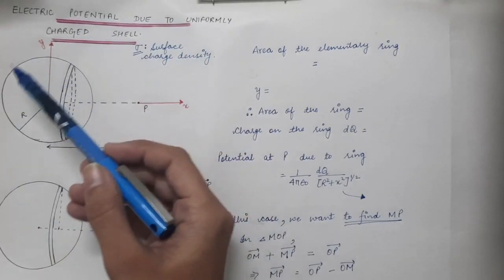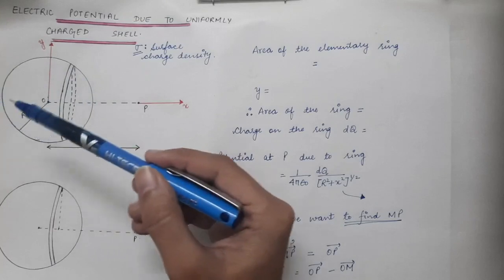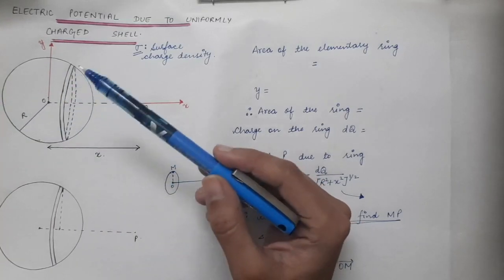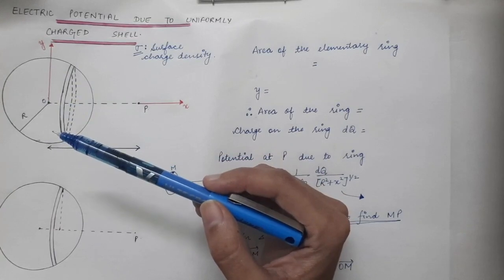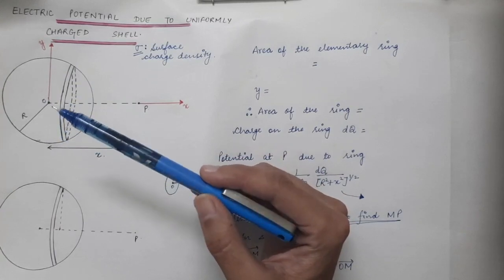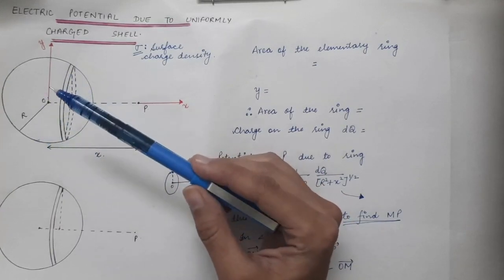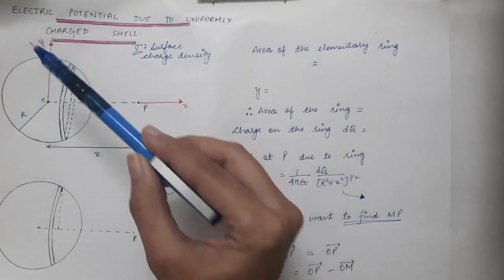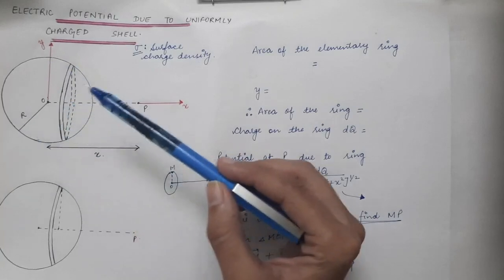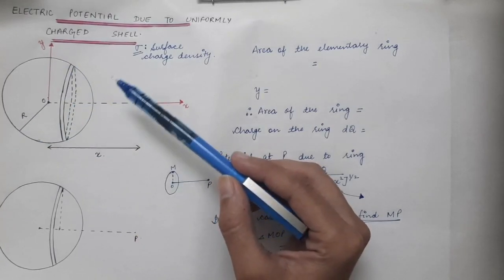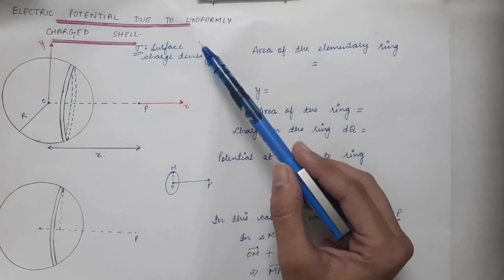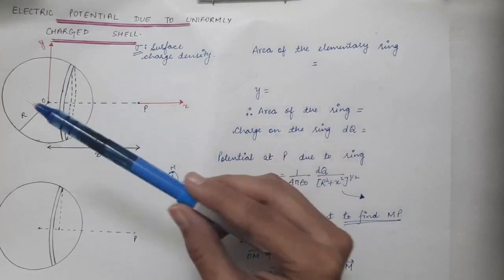In this case, we will have a sphere and only the surface of the sphere will be charged, and the inside of that sphere will be hollow. So only the charge will be present on the surface of the sphere. Let's say this is the sphere that we have drawn over here. The surface of this sphere is charged, so you can say it is a charged shell. Inside, the sphere is hollow, so there is no charge present inside the sphere.